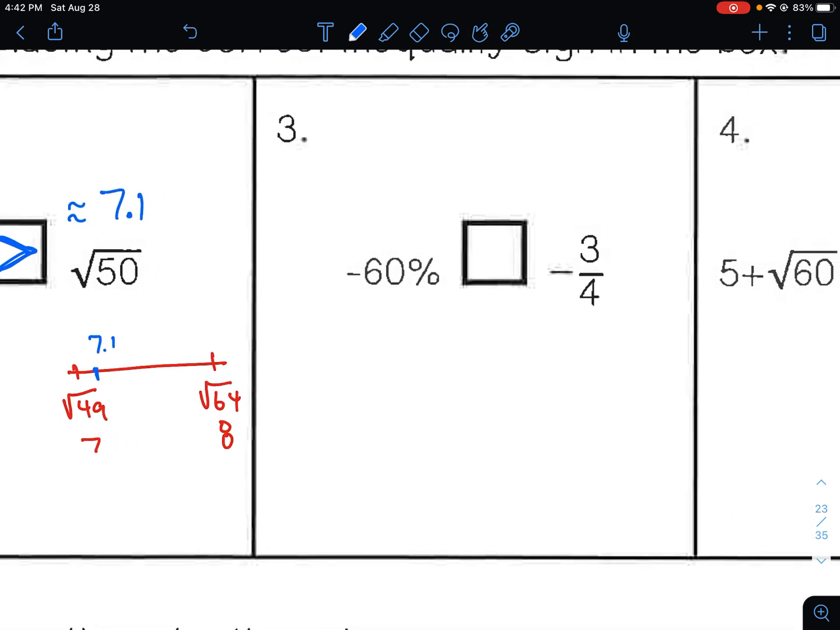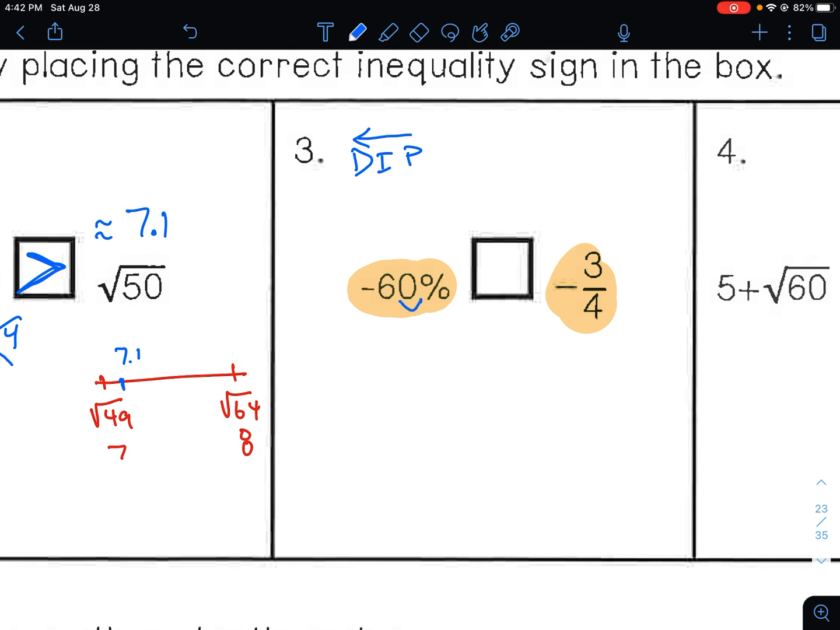Let's look at number 3. Negative, remember, it's a negative, so, you know, it's like everything is opposite world. But let's fix these numbers first. 60, we're doing percent. Remember, percent into decimal, which means we're going to move our decimal point to the left. So it starts here, it goes left 2 places, so this number is roughly negative 0.6.